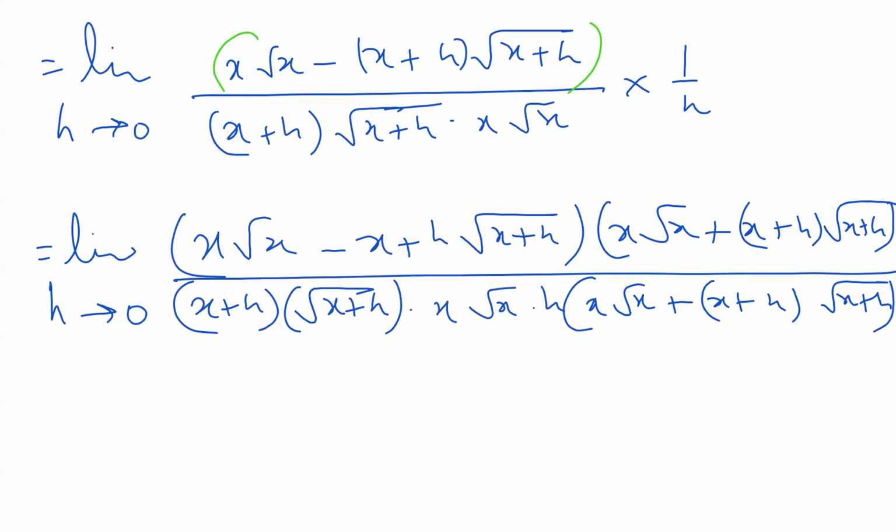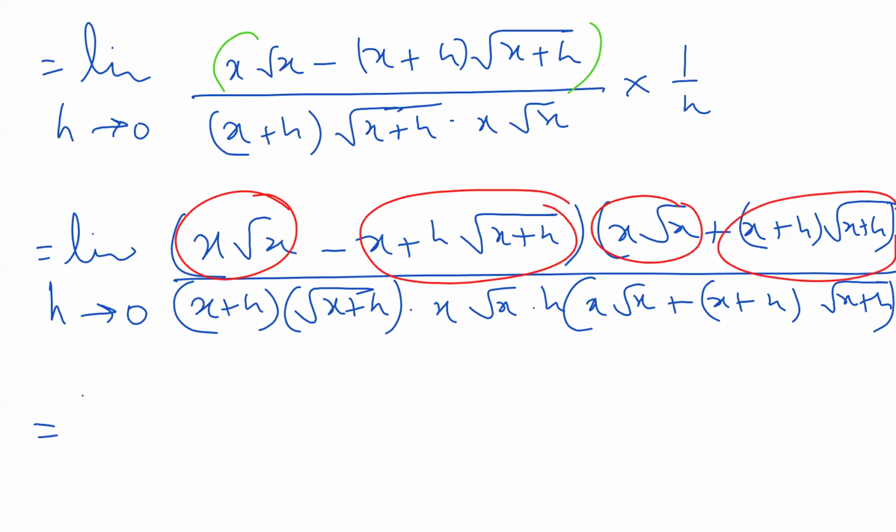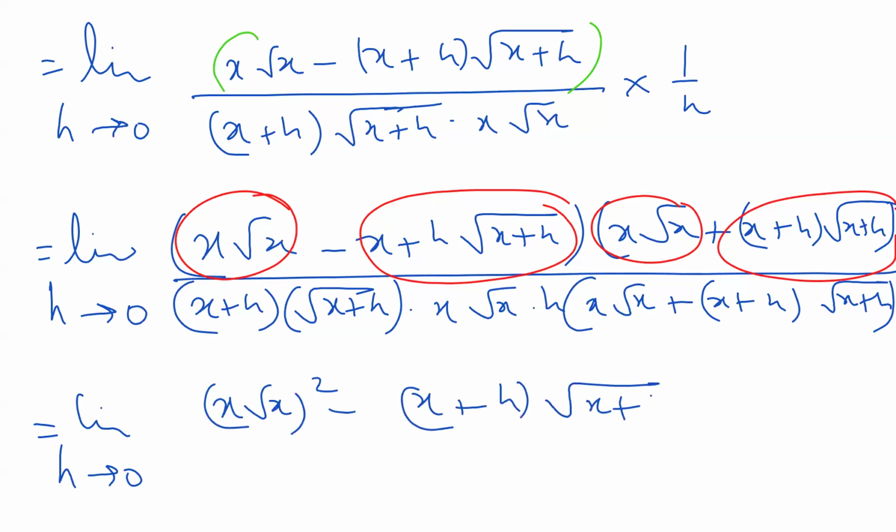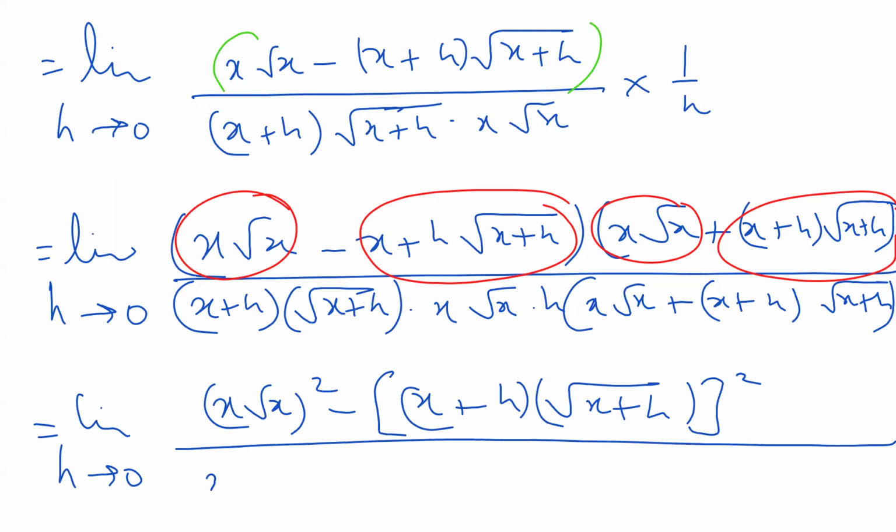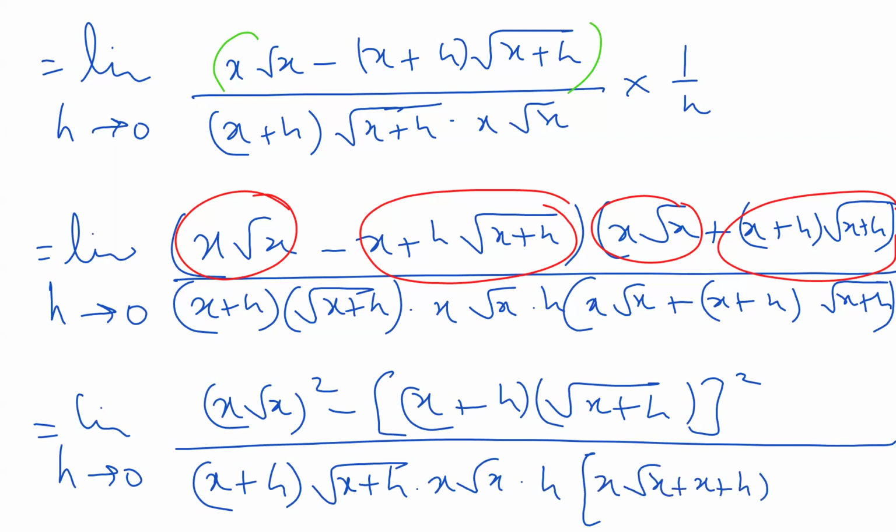Okay, so this is a minus b into a plus b. So a square minus b square, a square minus b square. Down it will be x plus h, root x plus h, x root x, h, then x root x plus x plus h, root x plus h. Fine.